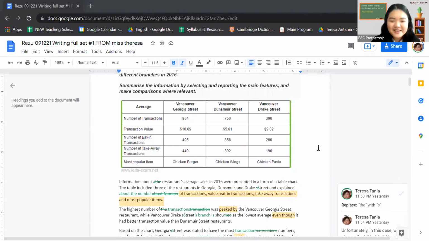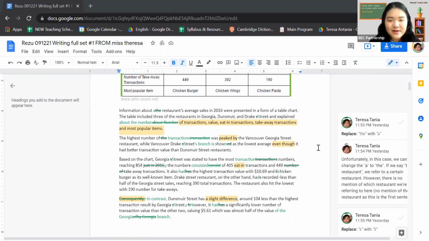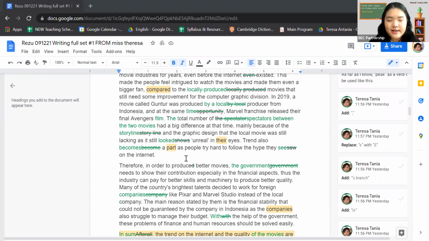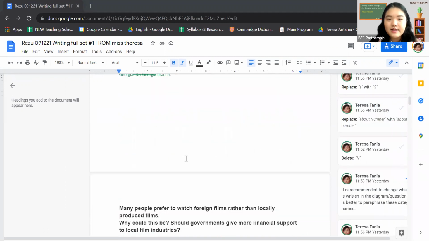All right, so I've checked this. Overall, I can see that you already understand the structure, which is very good. You have covered it all. You provided the overview, you provided the introduction, you provided the details. Same goes for the second one. So it's already quite clear, and the paragraphing is also clear.